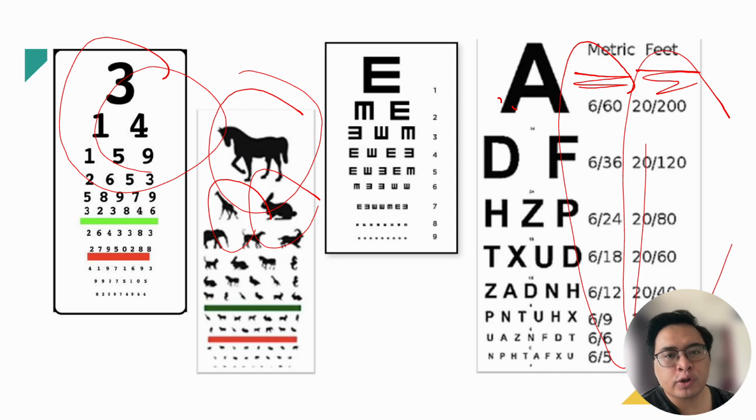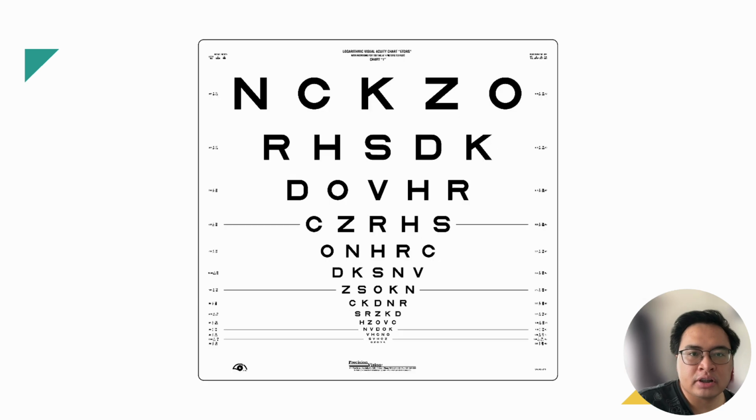Okay? So, aside from that, you could also see this, which is called an Early Treatment Diabetic Retinopathy Study chart. It has the same number of letters per row, around 5 letters per row, unlike the Snellen chart, which has an unequal number of letters, right? So in the Snellen chart, there's only one big letter, but here you could see there are the same number of letters, 5 per row.